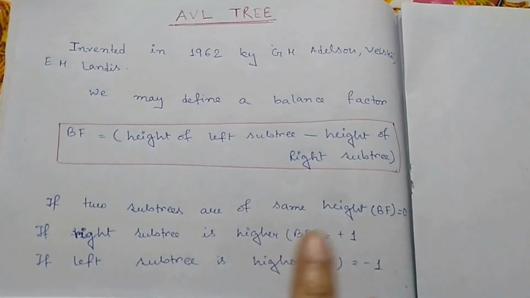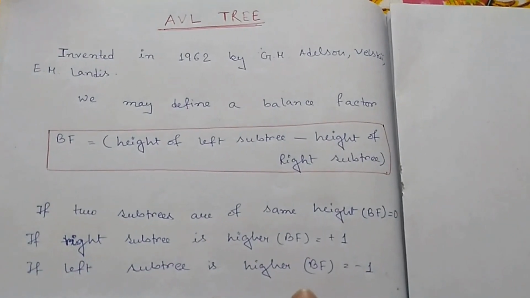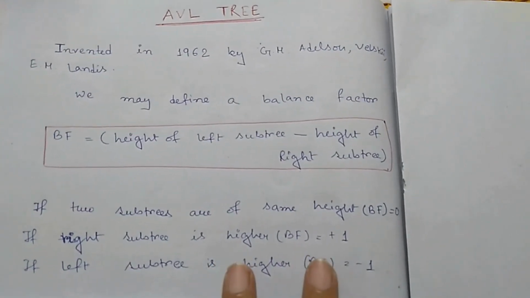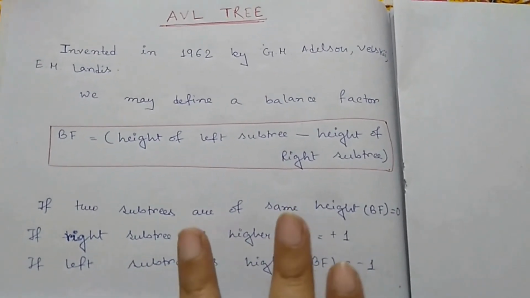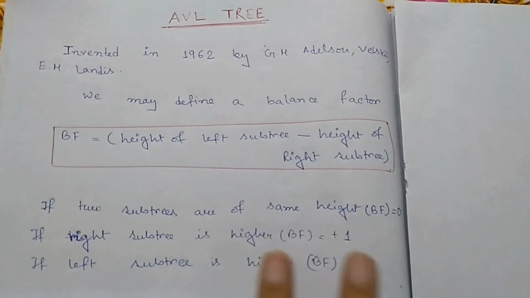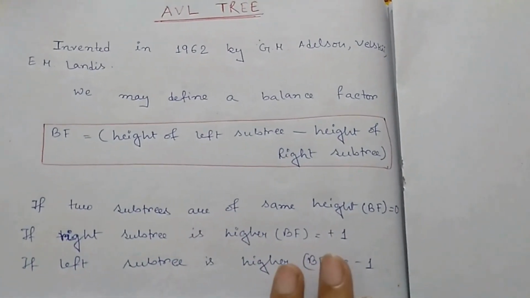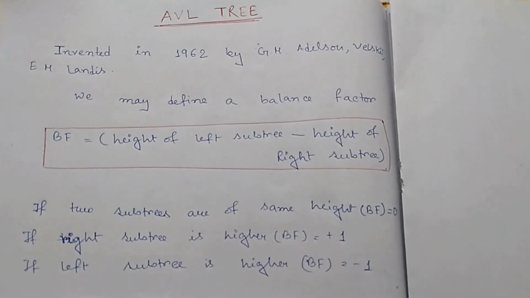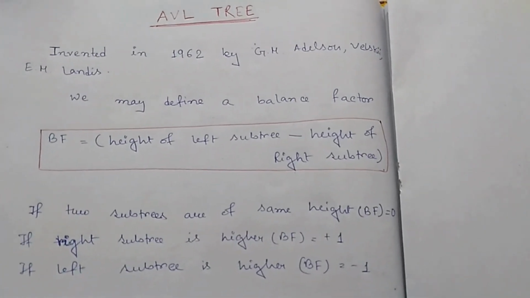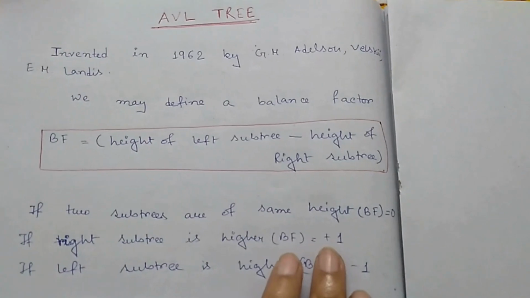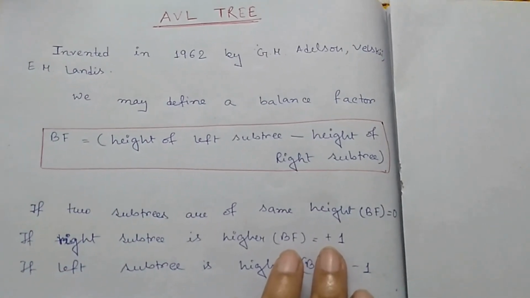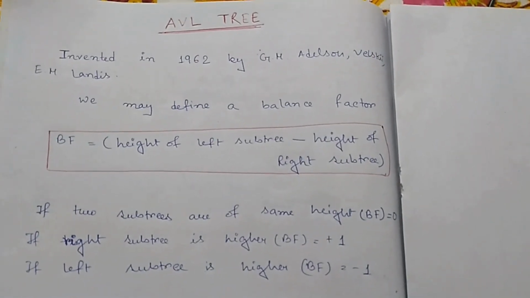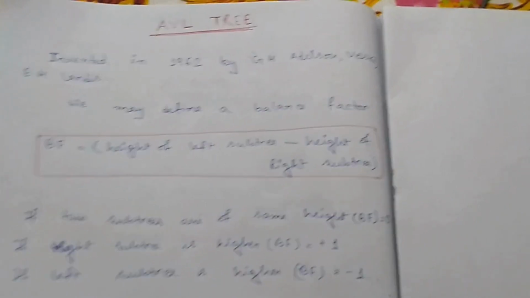Now the important factor is that when the two subtrees are the same height, the value will be 0. That means there is no difference between the left subtree and the right subtree height. But when the height of the right subtree is higher than the left subtree, then the value will be plus 1. And last but not least, if the left subtree height is higher than the right subtree height, then the value will be minus 1.